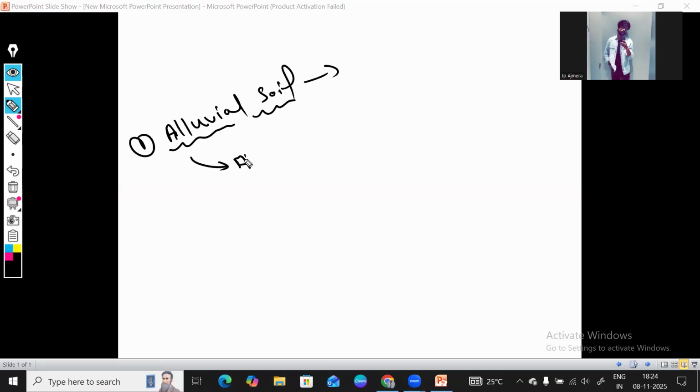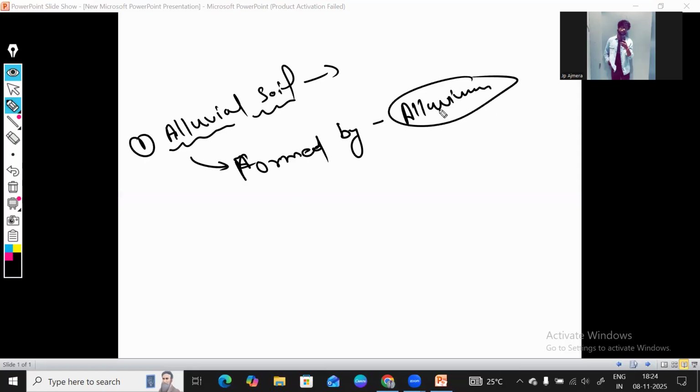Let me try to make it very simple. It is formed by the process of alluvium. What is alluvium? Alluvium is the material that you can simply say is a type of sediment. Any kind of sediment, that can be sand, silt, clay, and kinds of rock, any material that is carried by river water with the flow and deposited somewhere. That sediment is known as alluvium. The soil formed by the alluvium is known as alluvial soil.